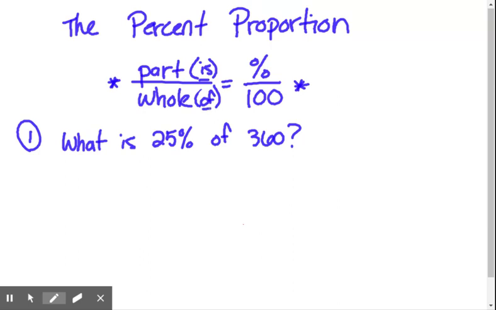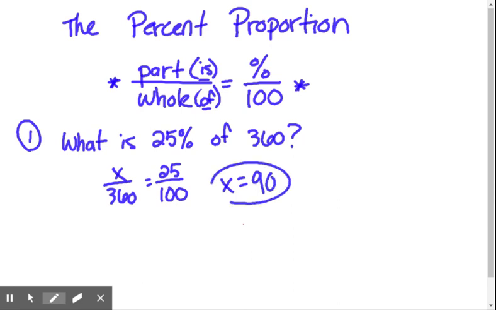So here is how I'm going to set this up. I don't know the part. I do see of 360. That means 360 is my whole. 25 is the percent, which always goes over 100. I'm going to set it up like this. We know how to solve with our cross products. When we solve this proportion using cross products, we end up getting x equals 90. And that is our solution. So we just figured out that 90 is 25% of 360.